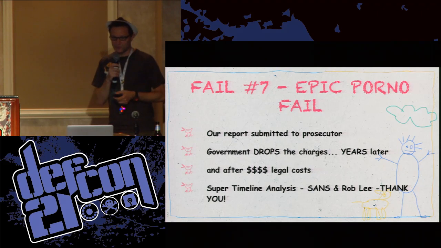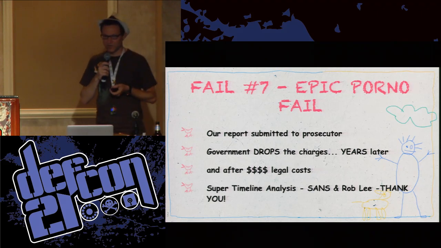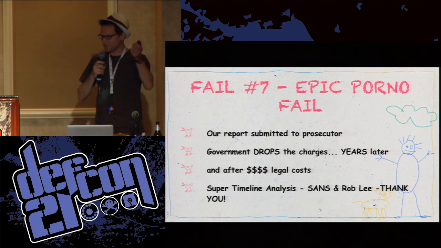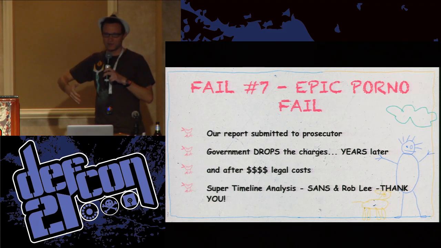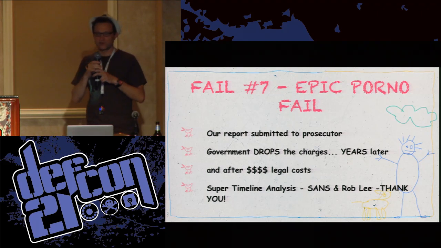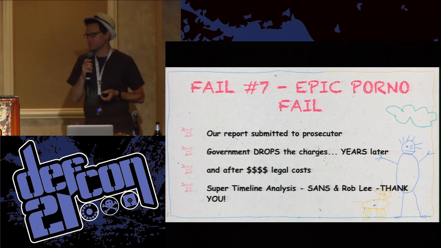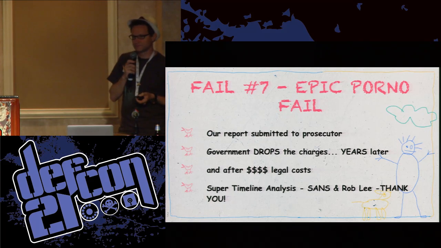To do all this, I just want to give a thank you to Rob Lee and SANS. Anyone know Rob Lee? We use Super Timeline Analysis to do a lot of this work. Super Timeline is a really amazing piece of software that will go through the computer, look at all the computer-generated artifacts, and put everything into a nice chronological sequence for you. Definitely one of the best pieces of software I've used.